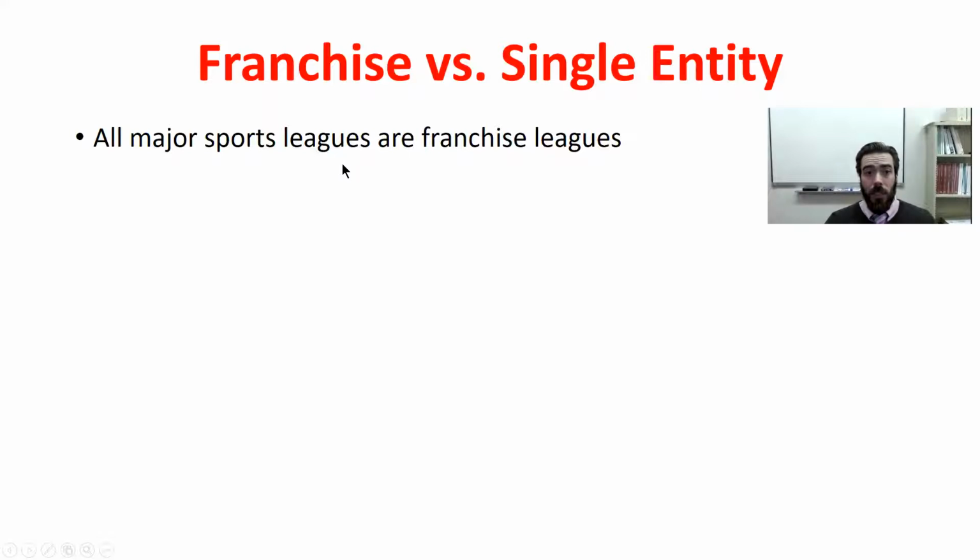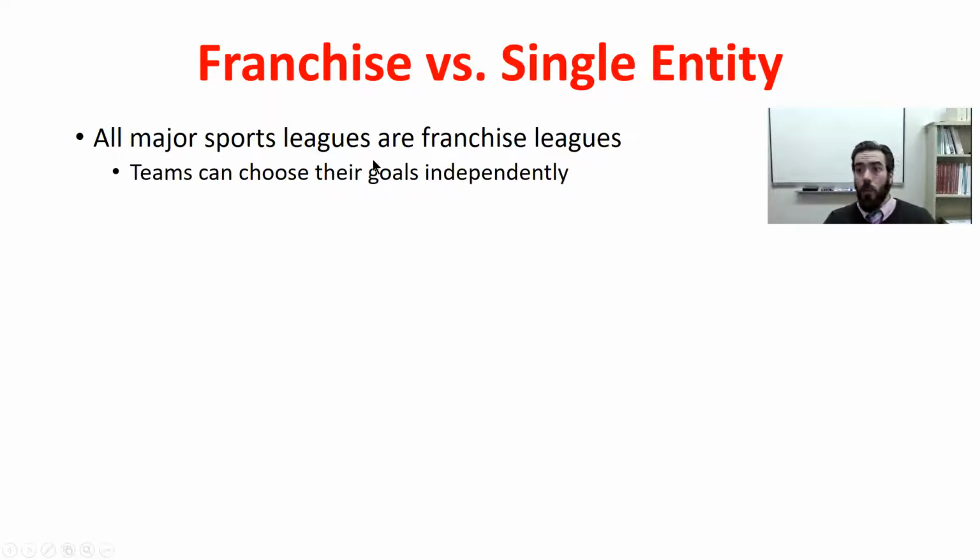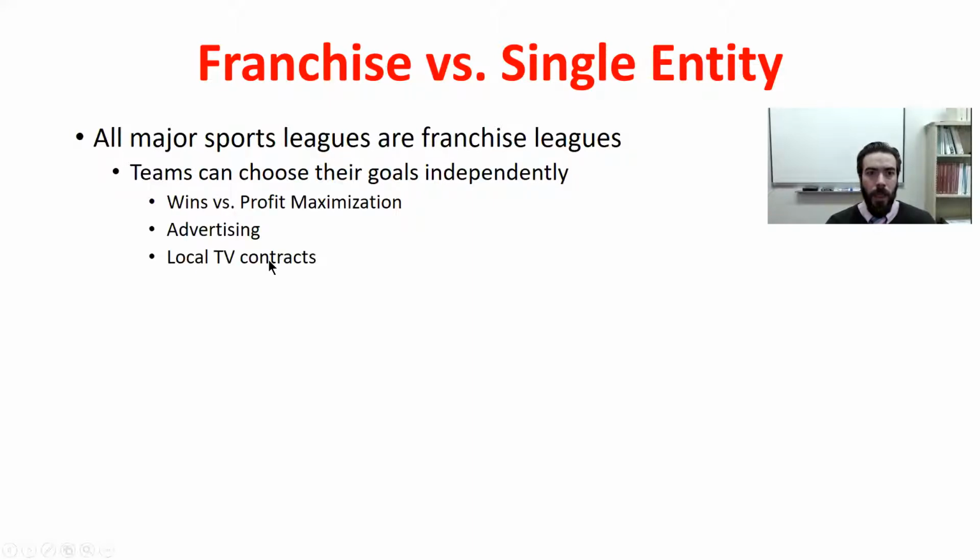Basically, every single team chooses their own goals independently. They're a franchise. They're bought into the NBA brand or the NBA league, but they make their individual-level decisions on player salaries and things like the arenas that they choose.